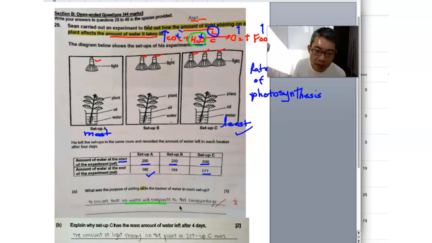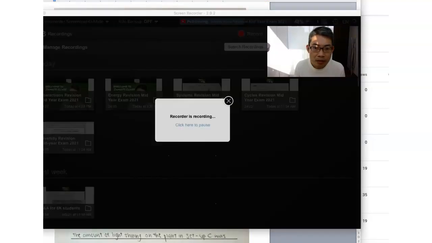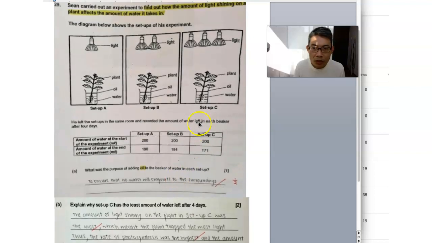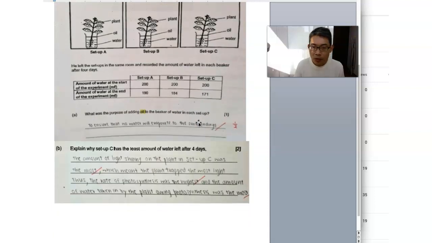Next one, let's go on to part B. Explain why setup C has the least amount of water left after 4 days. So we talked about early on being the rate of photosynthesis, is it being the highest? So that's important. So let's take a look. Explain why setup C has the least amount of water.